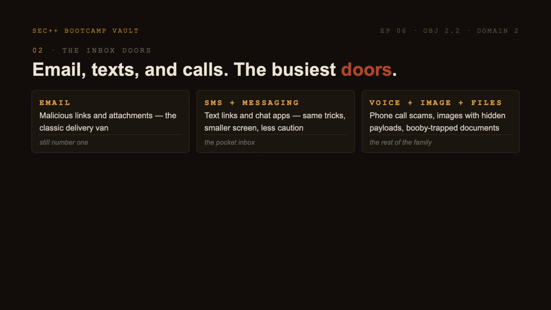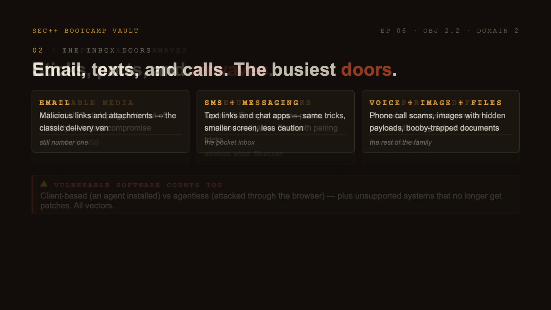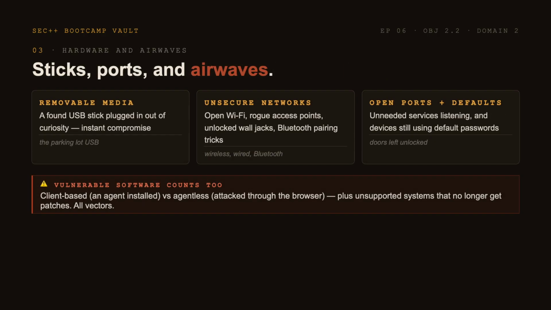The message vectors. Email is still number 1. Malicious links and attachments, the classic delivery van. SMS and messaging apps run the same tricks on a smaller screen, where people are less careful. Voice calls are a vector. That is where phone scams live. Even images and ordinary-looking files can carry hidden payloads, like a resume PDF with a surprise inside. If information can reach a person, it can carry an attack.